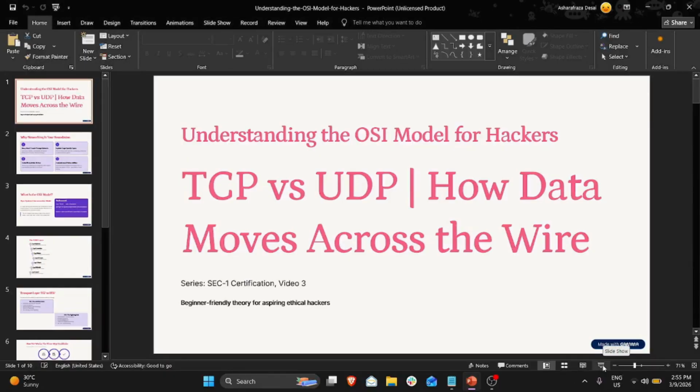In the next session, we'll explore IP addressing, subnetting essentials, and how logical addressing enables both routing and exploitation. Understanding IP structure is critical for reconnaissance and network mapping.